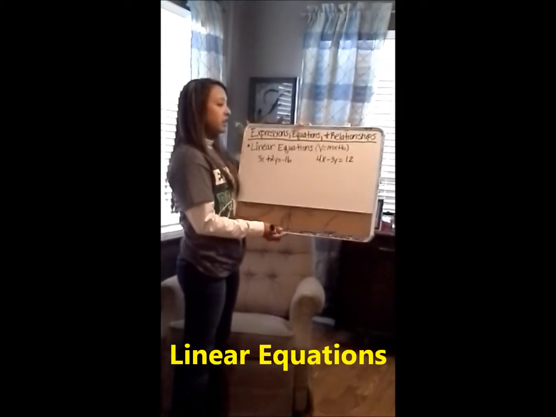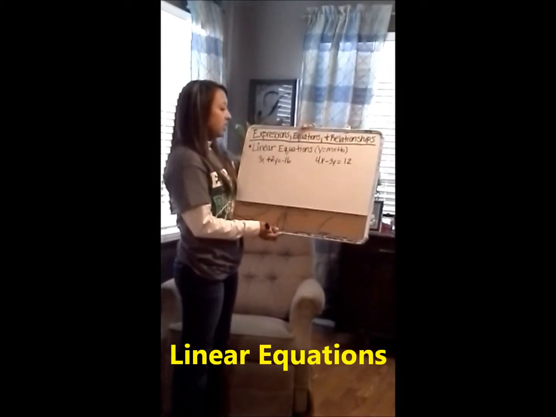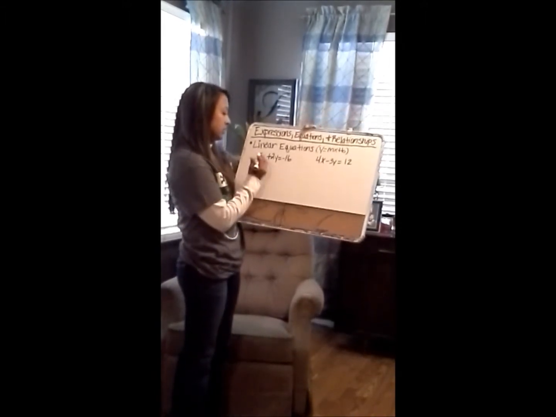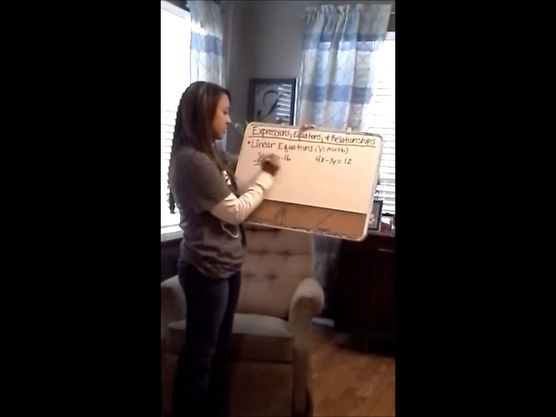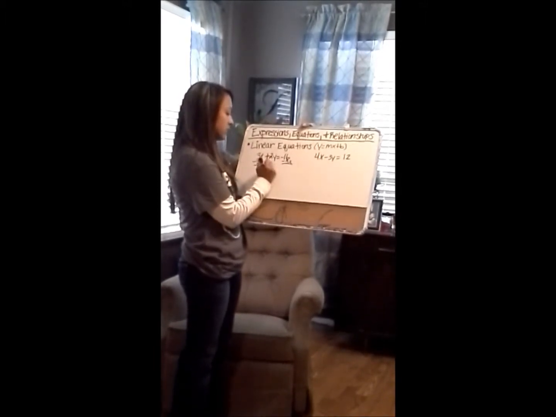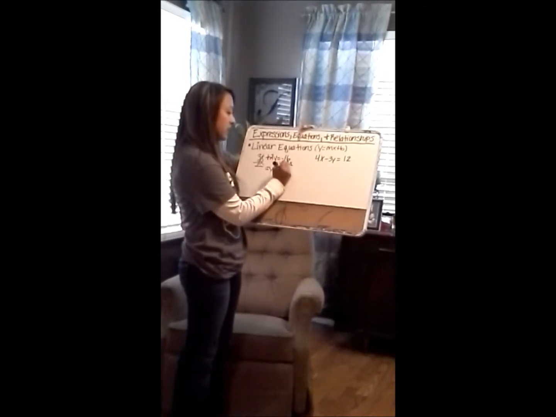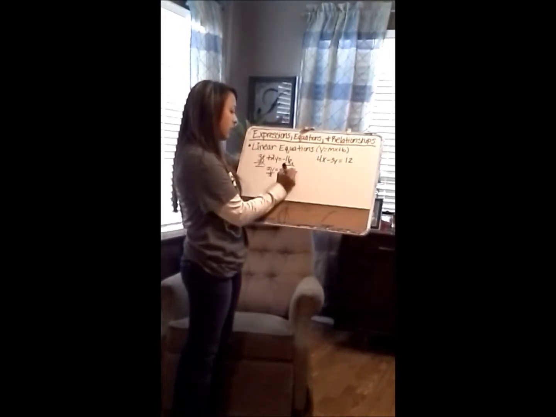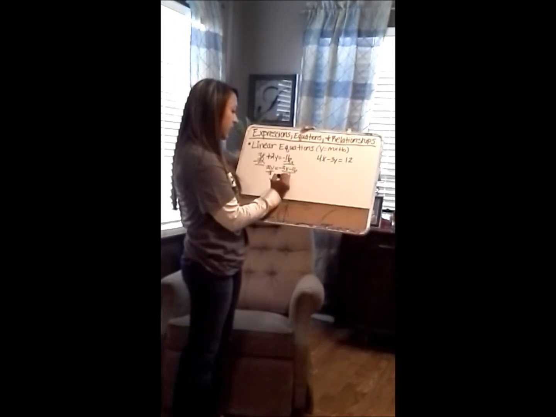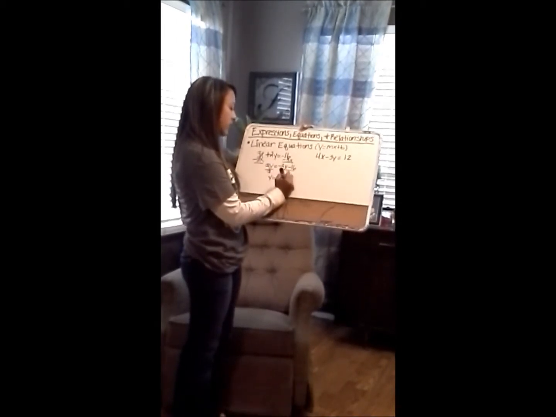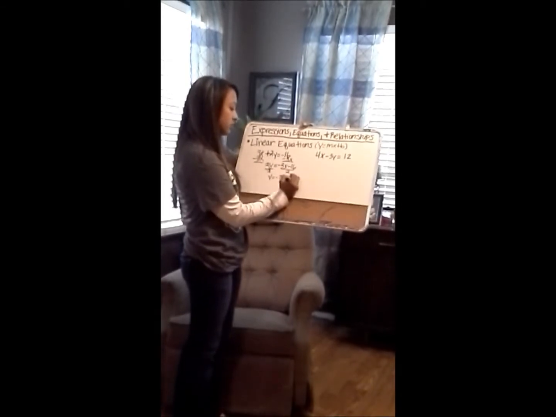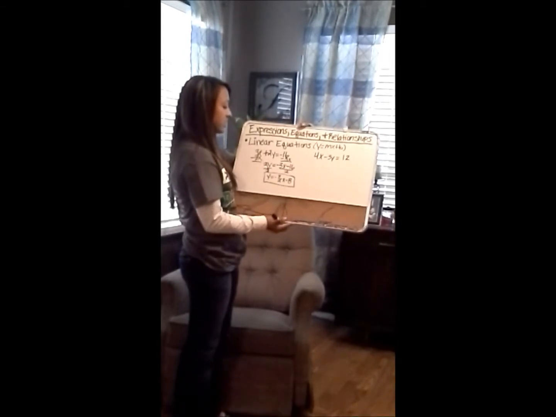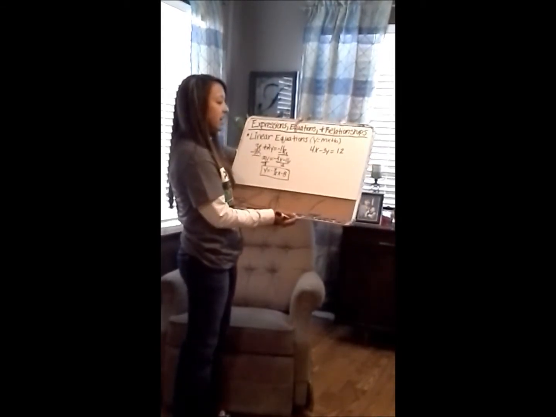Hello class, we're learning about expressions, equations, and relationships. Linear equations. 3x plus 2y equals negative 16. First, we will subtract 3x from each side, which leaves us with 2y equals negative 3x minus 16. Now we will divide by 2 on both sides, and we are left with y equals negative 3 over 2 x minus 16 over 2, which is 8. So, your answer is y equals negative 3/2 x minus 8.